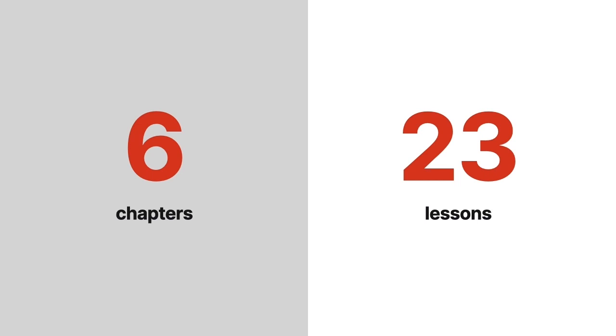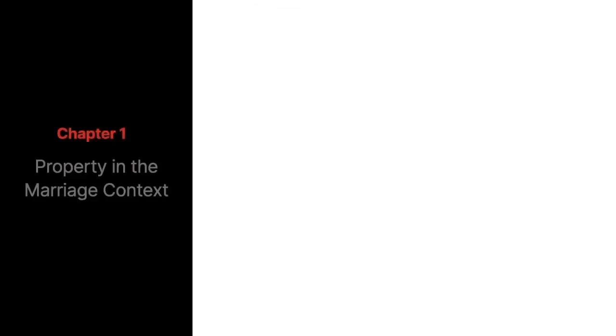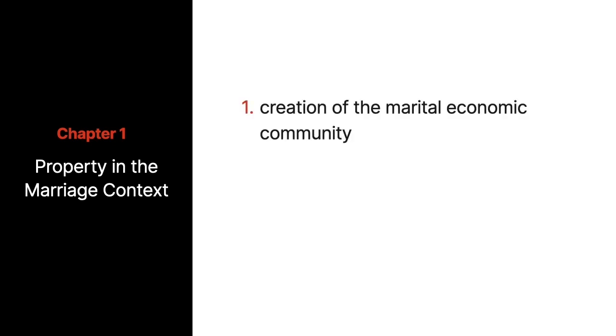The course introduces the basics of California community property law, exploring spouses' property rights both during marriage and when marriage ends. Chapter 1 is all about the nature of property in the marriage context. It first addresses how a marital economic community arises and the requirements for a valid marriage.